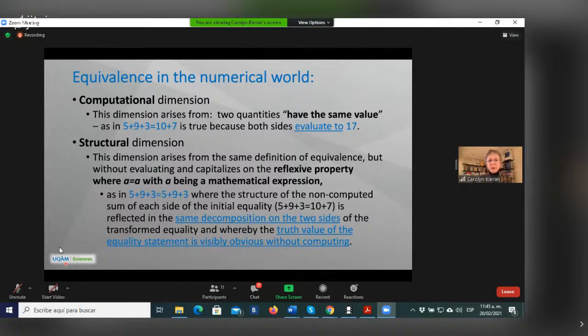The structural dimension arises from the same definition of equivalence, but without evaluating, and capitalizes on the reflexive property, where A equals A, with A being a mathematical expression, as in 5 plus 9 plus 3 is equal to 5 plus 9 plus 3, where the structure of the non-computed sum of each side of the initial equality is reflected in the same decomposition on the two sides of the transformed equality, and whereby the truth value of the equality statement is visibly obvious without computing.